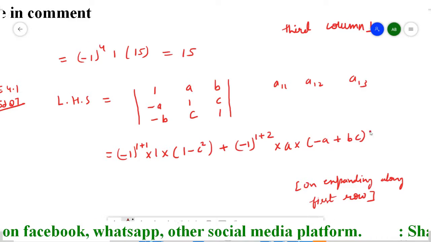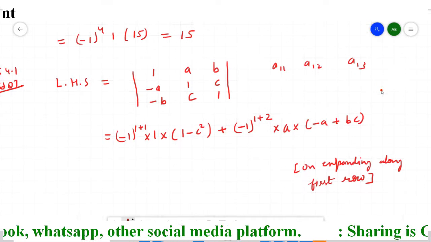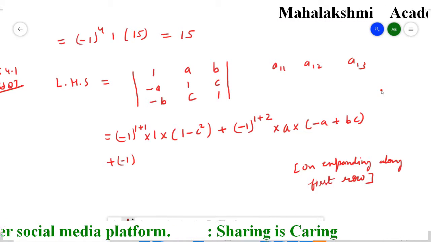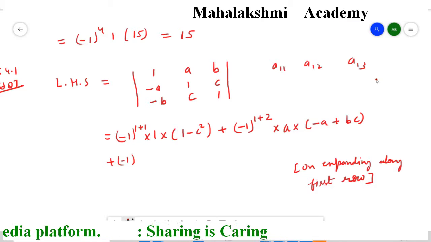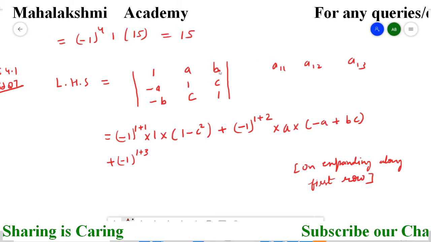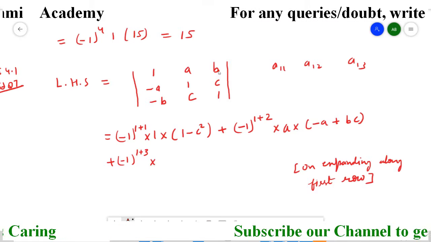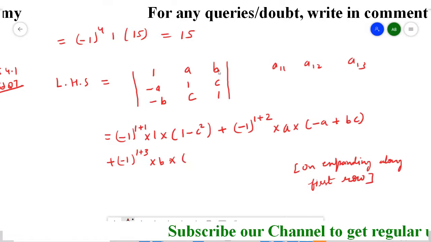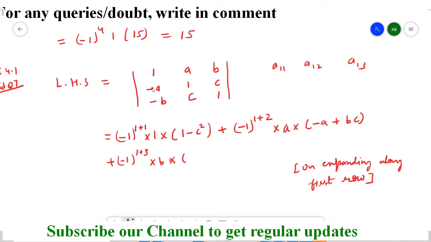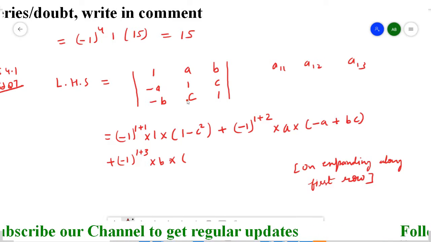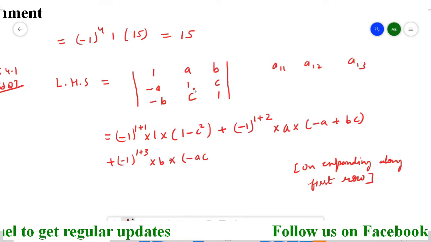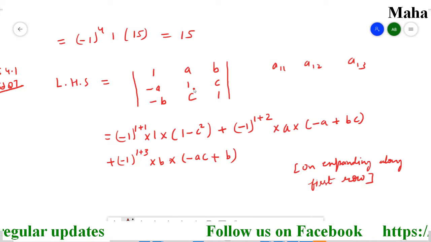Now we are going to write down the third term. The third term is going to be like this, plus minus 1 to the power, now here we have 1 3, so it's going to be 1 plus 3, then the number itself, the number is b. So we'll write multiplied by b, then multiplied by the minor of this, so we'll cross it. So this is going to be our minor. So that is minus a into c, that is minus ac, then minus b into 1. So minus minus plus b into 1 is b.